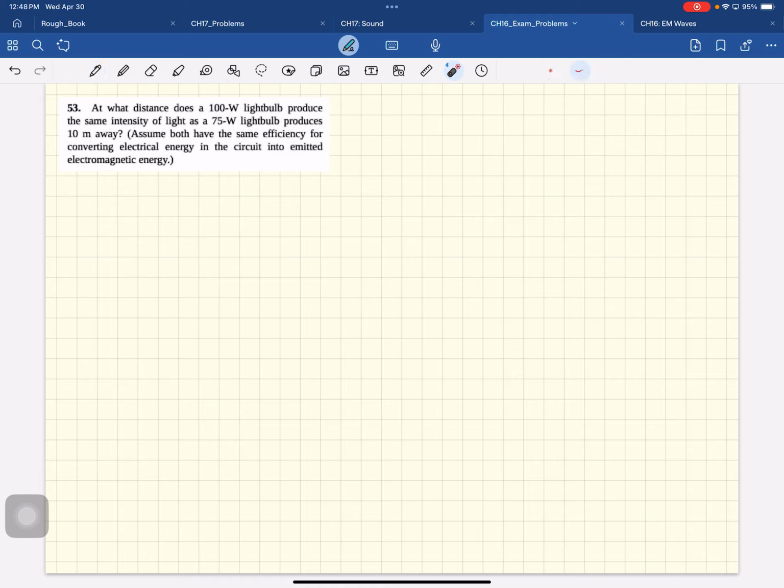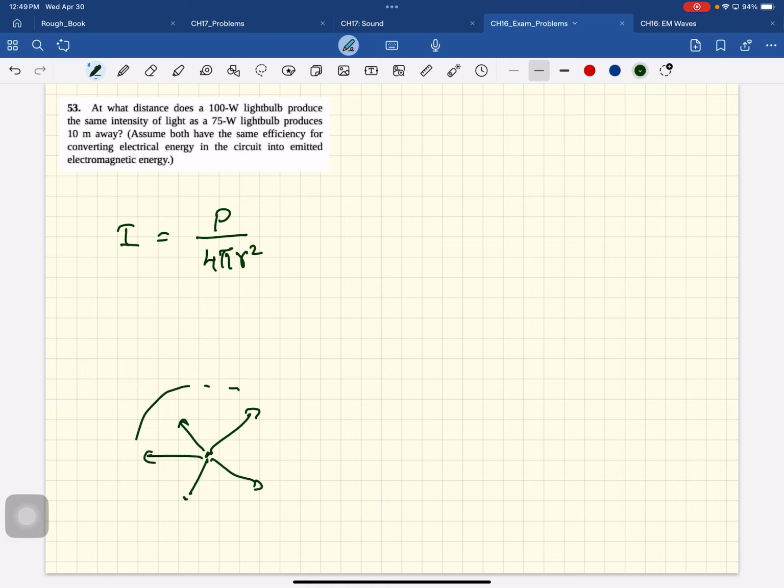All right, this problem says, at what distance does a 100-watt light bulb produce the same intensity as a 75-watt light bulb produces 10 meters away? Intensity is given by the power divided by 4 pi r squared, assuming a point source emitting equally in all directions. The intensity, that is the energy passing per unit area per time, is given by that.